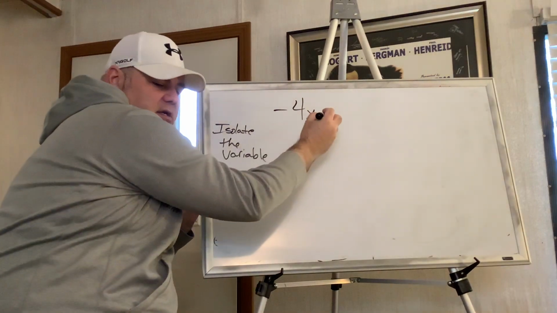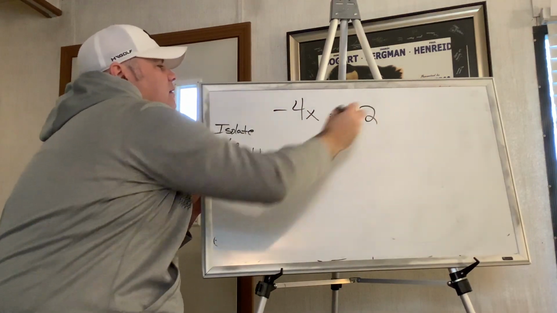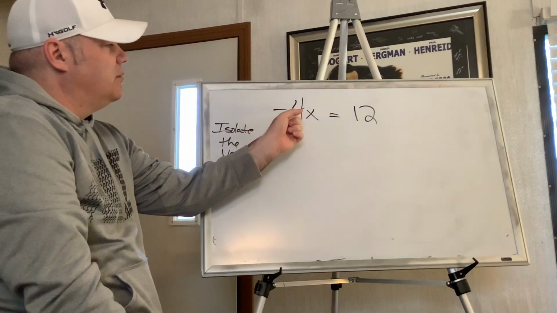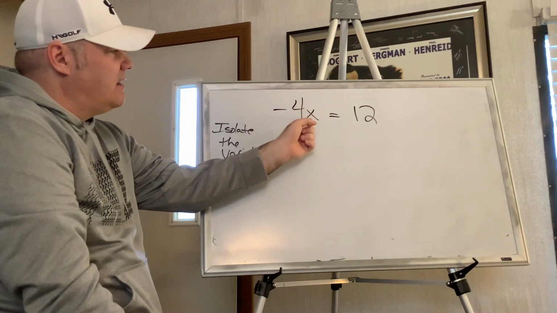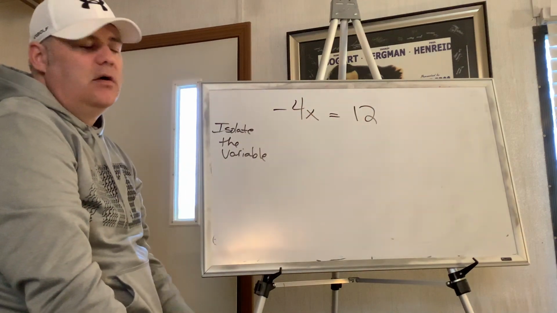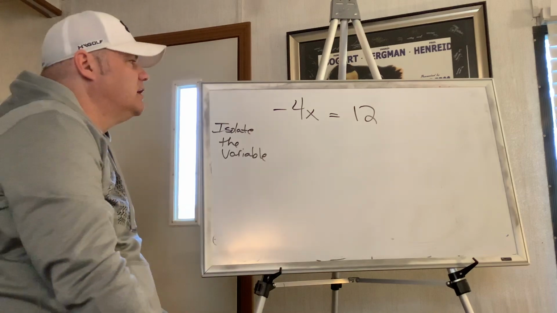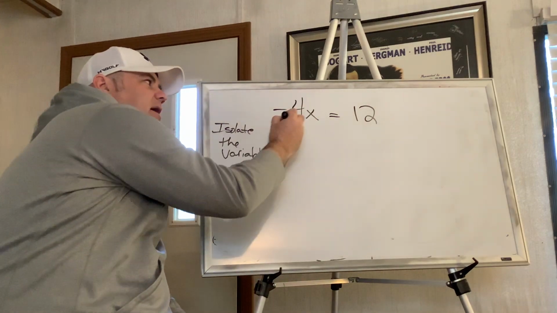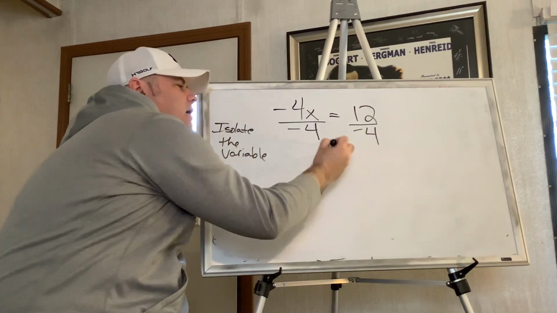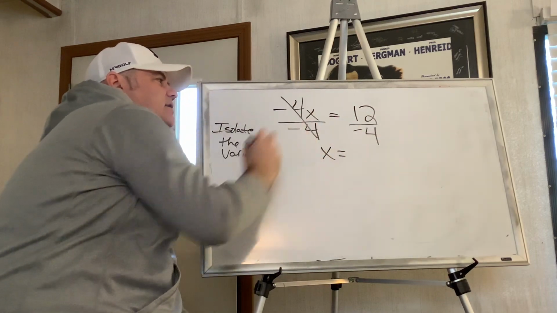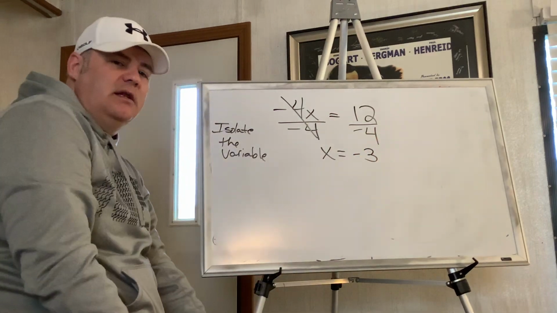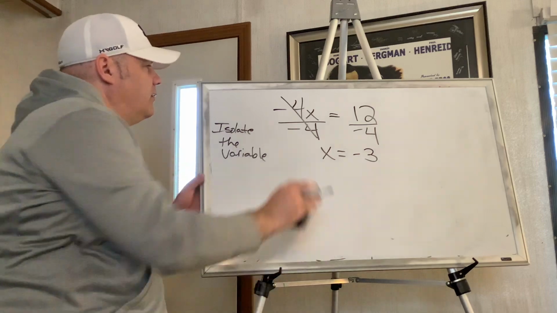Negative 4x equals 12. Okay? Now, in our brains, we know we need to multiply negative 4 times a negative 3 to give me a positive 12. So we need to come out to negative 3. Well, let's see if our process works. Instead of multiplying by negative 4, I'm going to divide by negative 4. Those cancel out, and this is going to give me negative 3. That's what we needed.